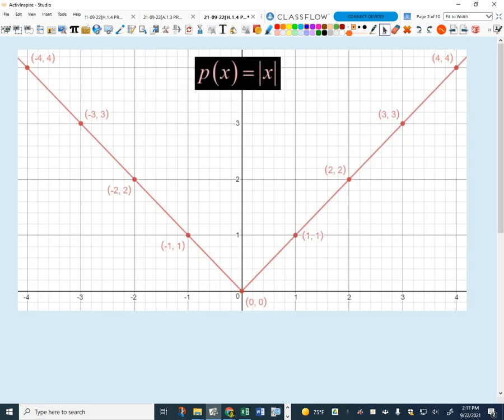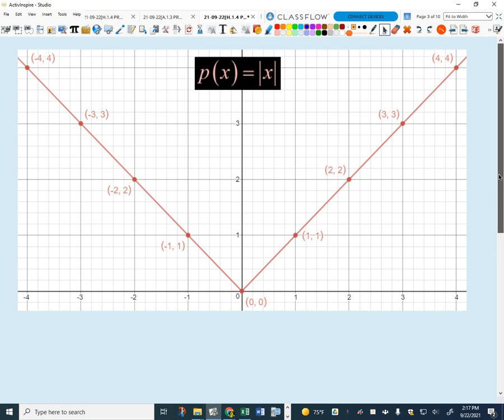If we think about what an absolute value graph looks like, and we're going to do some work with absolute value graphs in the fairly near future, they just look like a V. It's a V with the vertex at the point 0, 0. This is a graph of P of x equals the absolute value of x. Notice the slope of the right leg of the V is 1. The slope of the left leg of the V is -1.